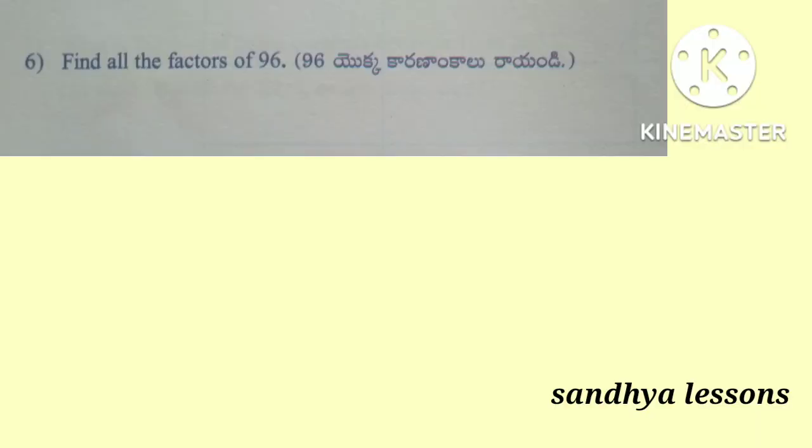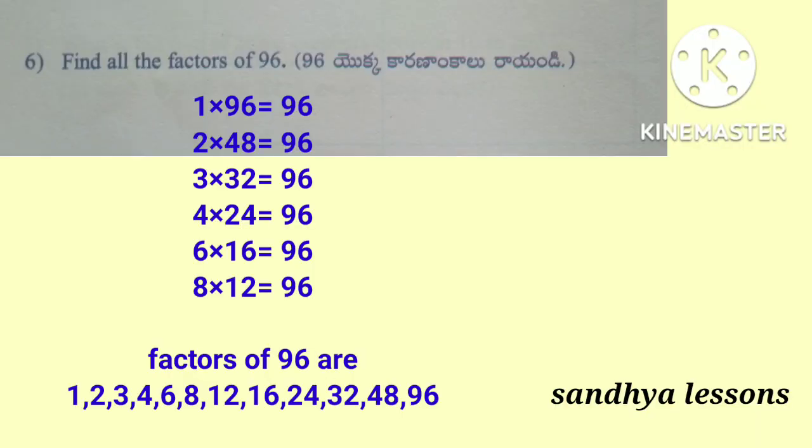Sixth question, find all the factors of 96. 1, 96s are 96, 2, 48s are 96, 3, 32s are 96, 4, 24s are 96, 6, 16s are 96, 8, 12s are 96. Factors of 96 are 1, 2, 3, 4, 6, 8, 12, 16, 24, 32, 48, 96.